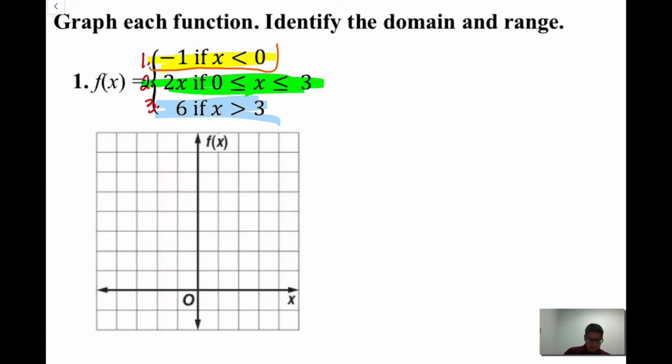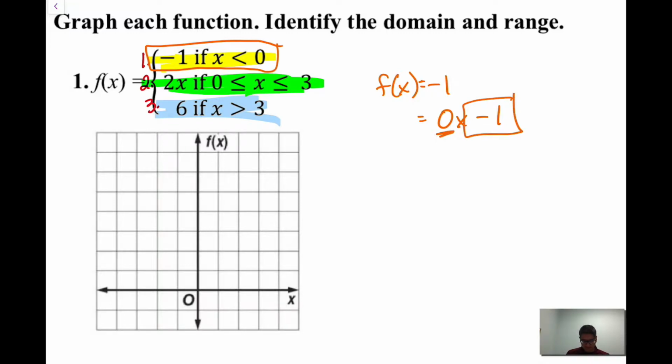Well, in this case, I'm going to be looking at each piece, right? I'm looking at the top one first. My first function is f of x equals -1. Looking at that function, I can tell right away that there is no slope. So my slope must be 0, x, and then -1, right? So my slope is 0, and my y-intercept is -1.